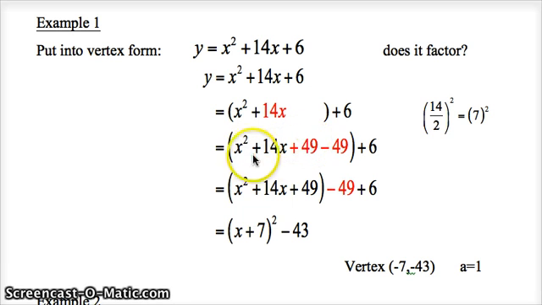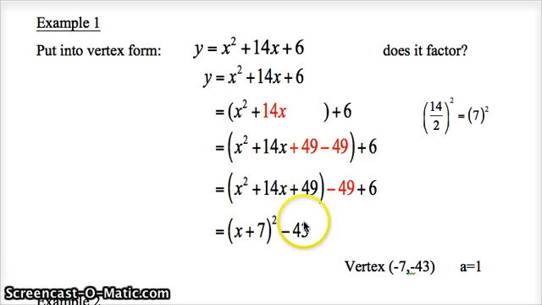Now what we've done is we haven't really changed the original quadratic equation because we've added and subtracted the same value. So then we can take this subtraction out of the brackets without changing anything. So now we just have a perfect square of x squared plus 14x plus 49 inside the brackets that will factor, and then minus 49 plus 6 outside the bracket. So now we can simplify.